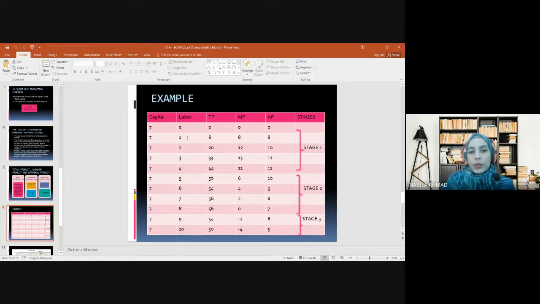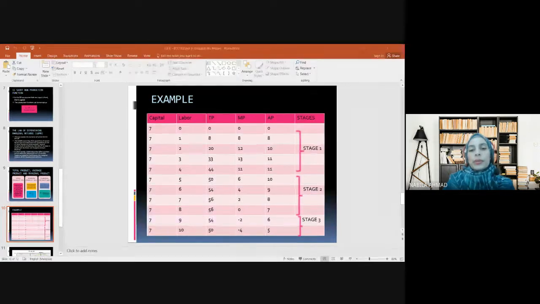So bila tambah satu labor, total product increase to 8 unit. Labor kedua, total product increase to 20. Labor number 3 produce 33. Labor number 4 produce 44. 5 labor produce 50. 6 produce 54. 7 and 8 produce 56. Then this is the maximum amount of output lah. Sekiranya firm nak tambah lagi pekerja, bila dah capai maksimum output, output dia akan berkurangan. Dia tidak akan meningkat tetapi berkurangan.